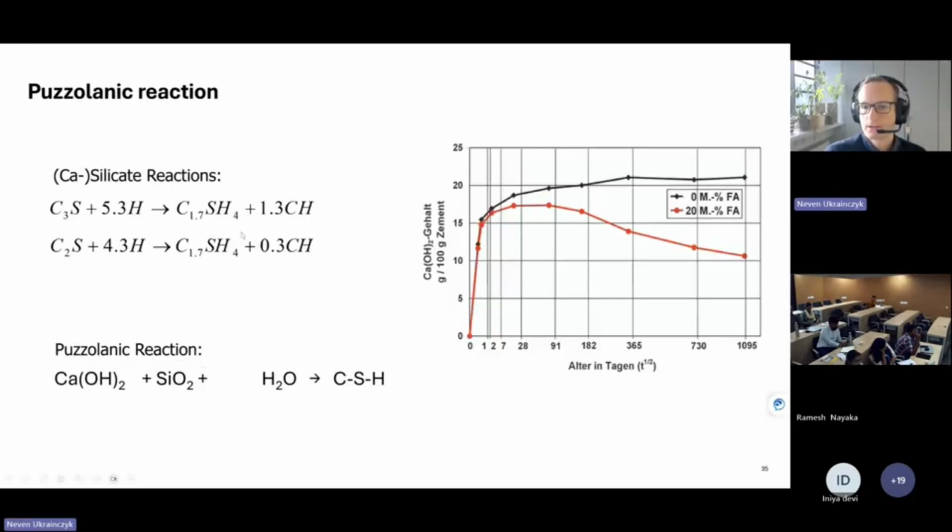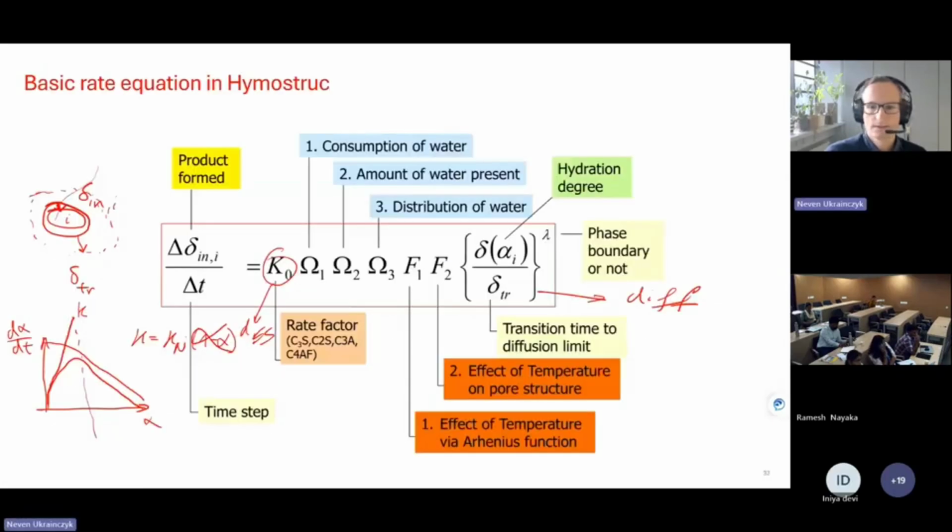So are there any questions on the kinetics? Participants, if you have any questions, you can raise the questions or you can type the questions in the chat box.